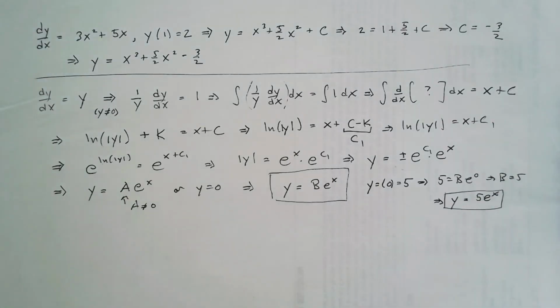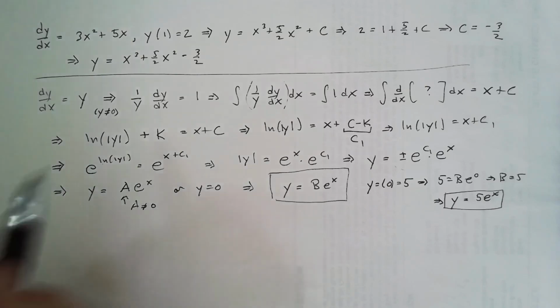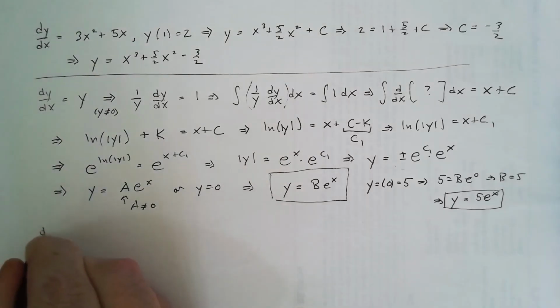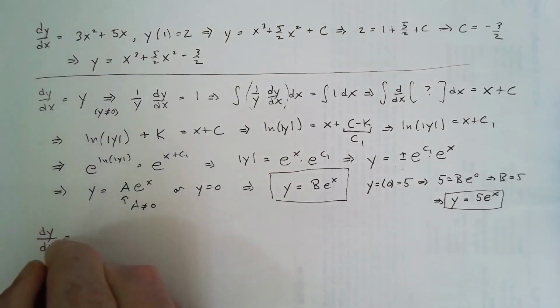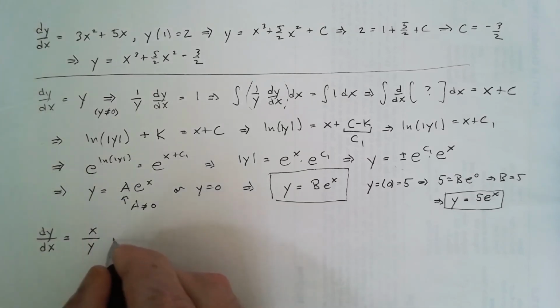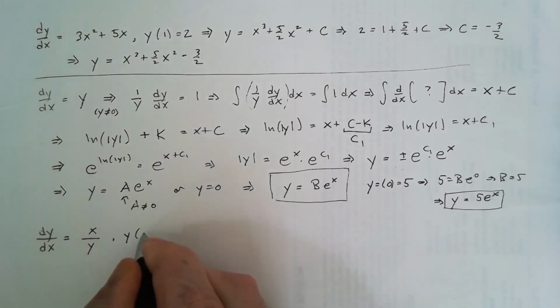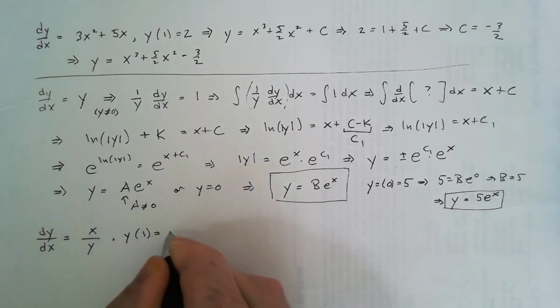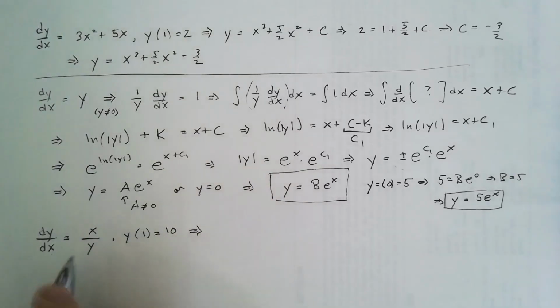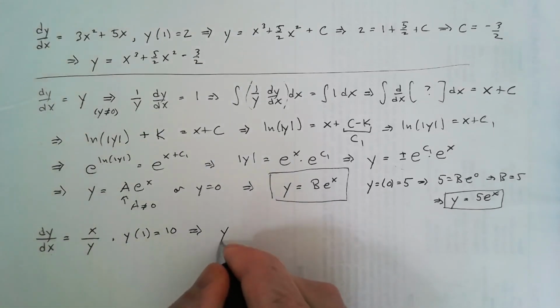Let's look at another example of the separable method where we're separating the variables, getting y's on one side and x's on the other. Let's start with the differential equation dy/dx equals x over y. And let's have an initial condition, y of 1 equals 10. First, let's separate the variables. Here I'm going to multiply both sides by y.